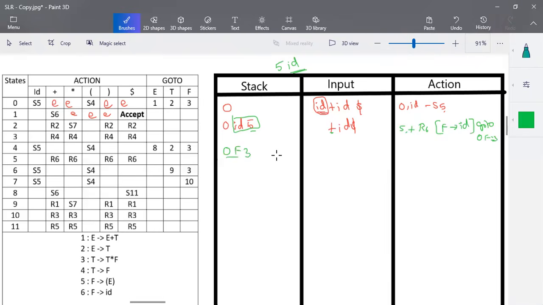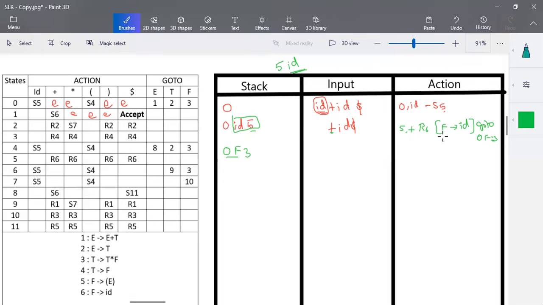For a shift operation, we are going to remove one element from the input and put it into the stack. Shift will be followed by one state, and we'll be pushing that state into the stack. So shift includes two operations. One token from the input is removed and pushed into the stack, followed by whatever state is accompanied with the shift operation, which has to be pushed into the stack.